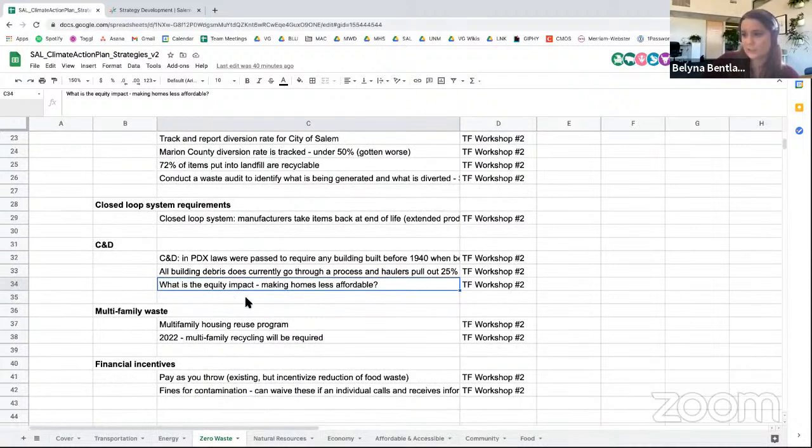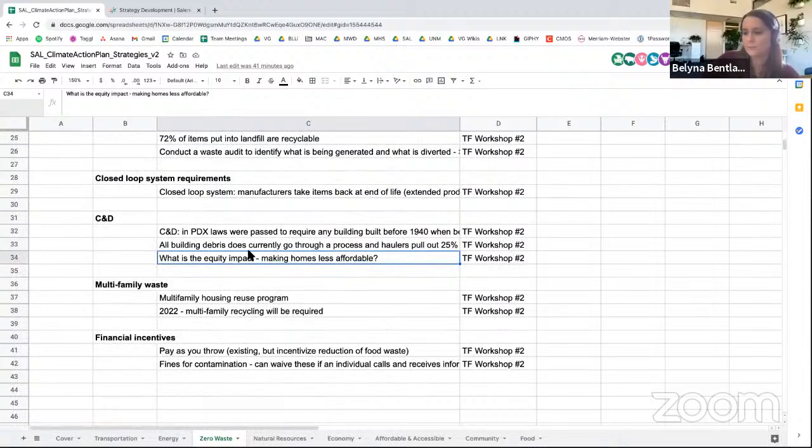And here we see someone brought up a point about an equity impact, making sure that increased considerations and care for waste doesn't increase housing costs that are passed on to renters. And this will come up in the affordability and access category as well. And then we see a couple more strategies around multifamily housing waste, making sure recycling will be required at those sites, as well as financial incentives and potentially an incentive for keeping materials out of the waste stream. Maybe there are fines to consider for contaminated waste streams.